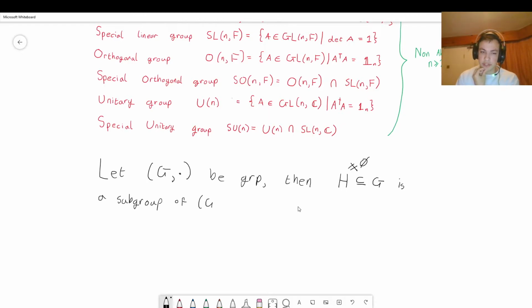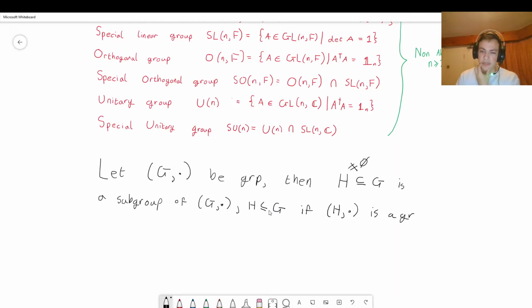of G dot, and we write that as H less than or equal to G, so not subset like here, but subgroup, and we'll see this notation later. For a ring, a subring is written like this, and so on as well. So H is a subgroup if H dot is a group.